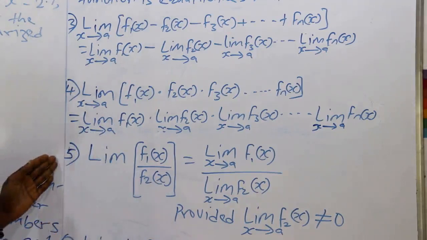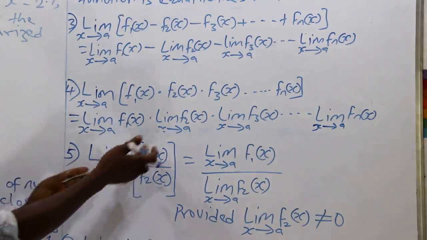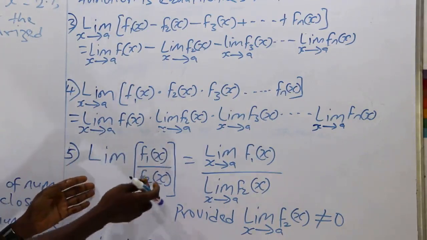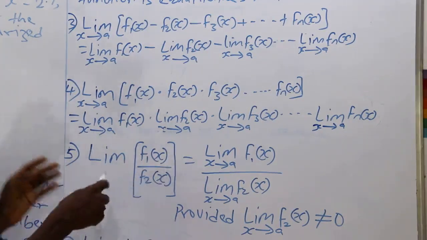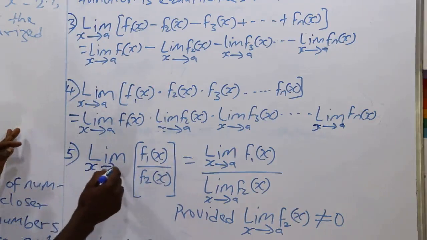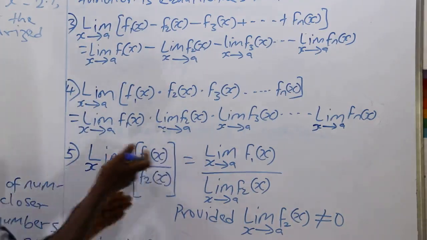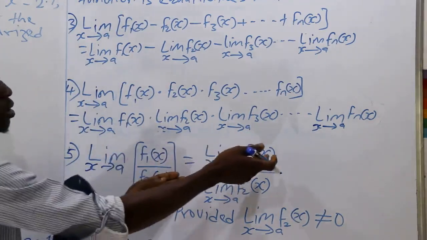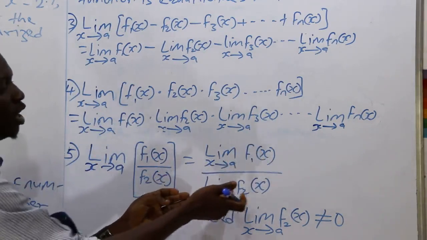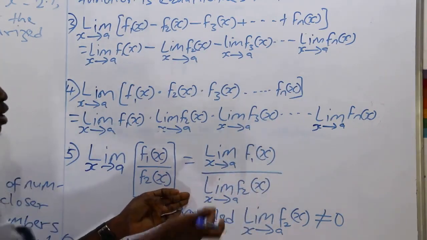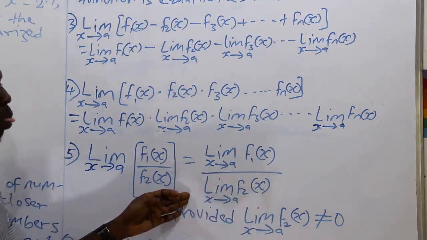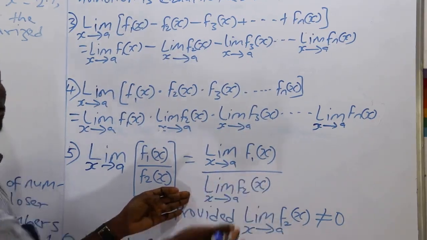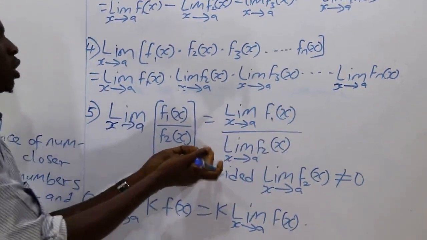Now for the fifth property, you are doing division: lim f1 of x divided by lim f2 of x, when our x tends to a. It gives us lim f1 of x divided by lim f2 of x, when our x tends to a. Now because it's a quotient, it is called the quotient rule, or it's also called division.